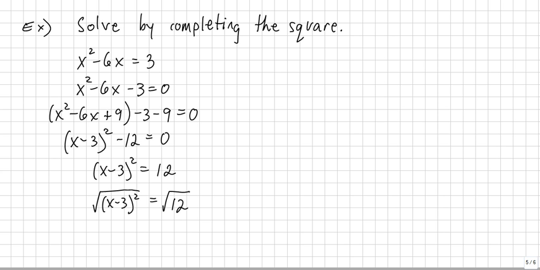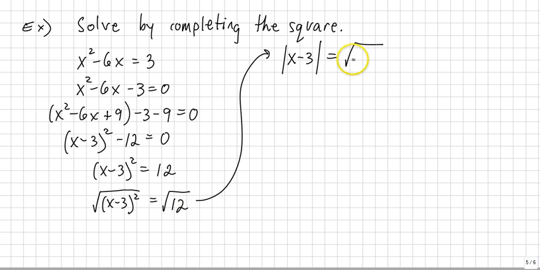Square root both sides of the equation. And when you take the square root of something squared, remember it's an even index, so the prisoner gets to come out of jail, but they're on probation, so it's the absolute value of x minus 3 equals the square root of 12. We can simplify that.